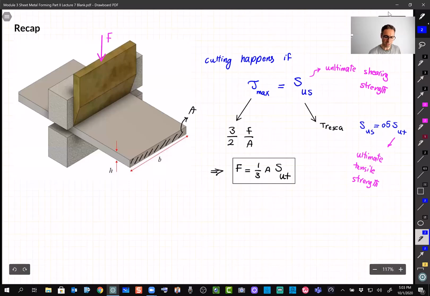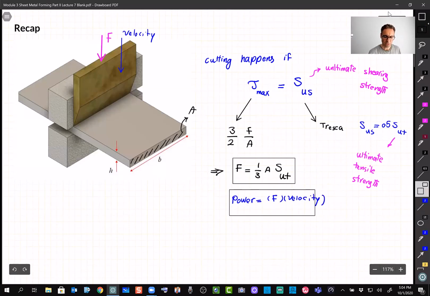Also, if we need to know how much power we need, when we talk about power, of course, we are talking about the speed or the velocity, right? So the power is going to be force multiplied by how fast we want it to be cut, the velocity or the linear velocity. So this is the conclusion that we made last time.